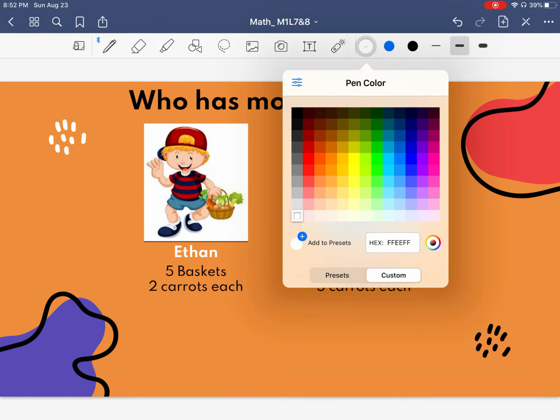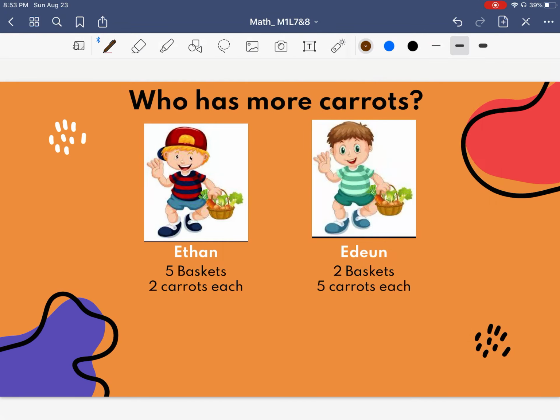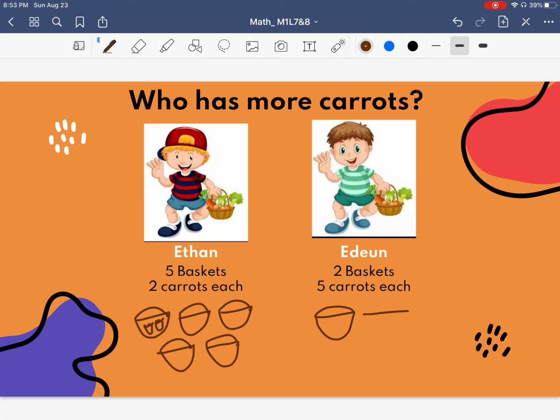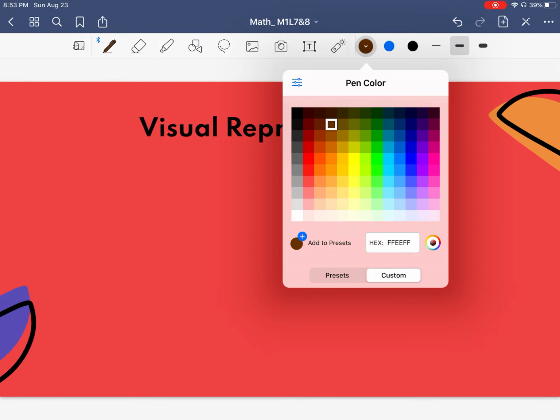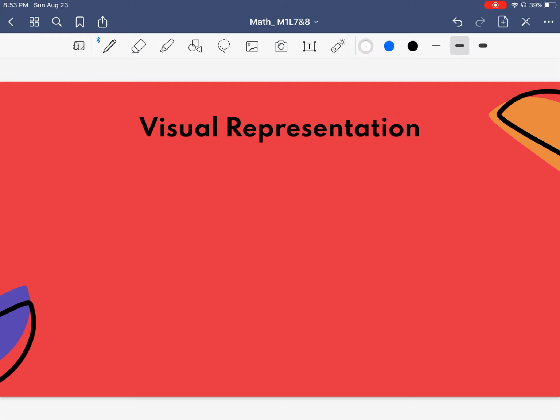So let's look at Ethan's baskets. He has 5 baskets, and in each basket there are 2 carrots. Whereas Eden only has 2 baskets, but in each basket he has 5 carrots. So who has more carrots? Let's find out here. I'm going to draw some drawings to solve these questions.